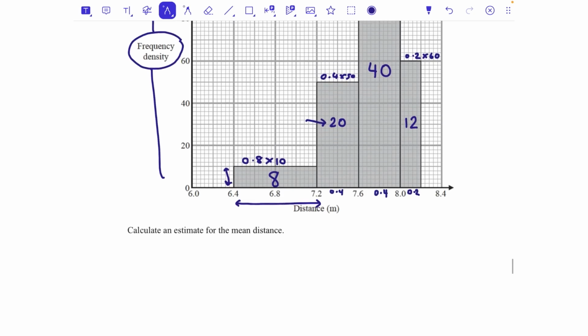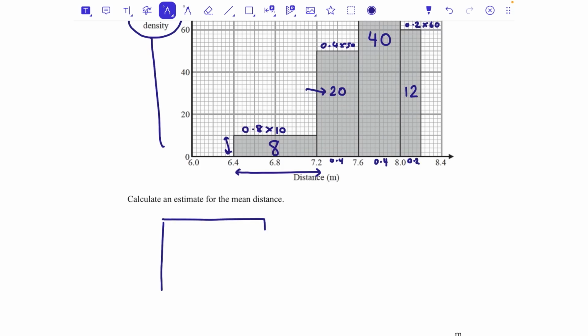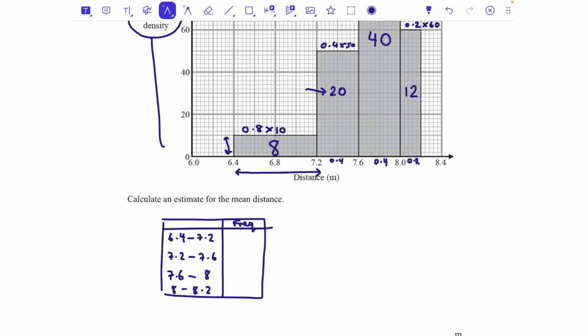We need to think about doing the mean. Now, normally when we do the mean from grouped data, we have a lovely little table, and it will look something like this, where it will go 6.4 to 7.2, 7.2 to 7.6, 7.6 to 8, and then 8 to 8.2. I'm not doing it very properly here, but hopefully you get the gist. And then on this side, we'd have the frequency, and we've got the frequency now. So that's 8, 20, 40, and 12. To find out the mean, we use the midpoint of each category, times across, add it all up, and divide by how many people there are.